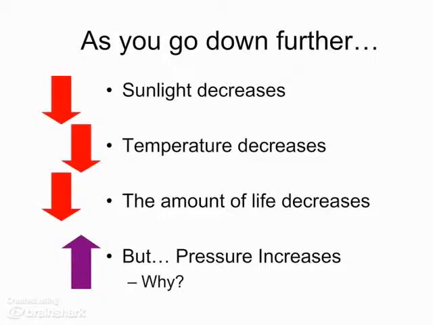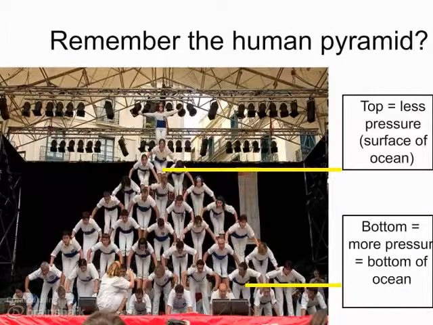Remember in the James Cameron video, he talks about how many pounds of pressure are on him as he goes down, and that his capsule that he's in actually shrinks. Remember the human pyramid? At the top, you would have the least amount of pressure because there's less water on top of you. This would be like the surface of the ocean. The further you go down at the bottom, there would be more pressure. Look at those people down there and look at all the pressure they have on top of them. That would be like being at the bottom of the ocean.